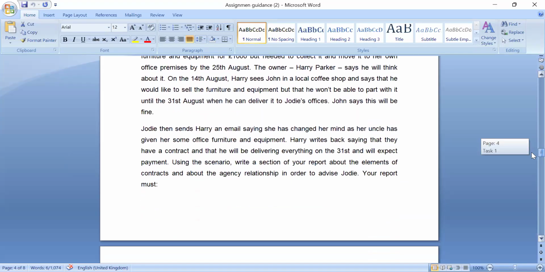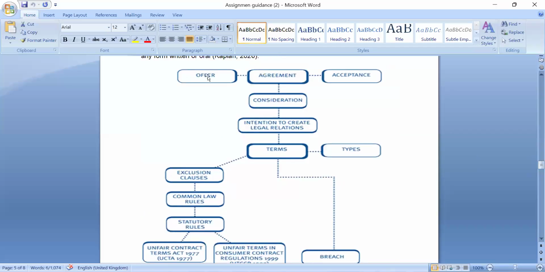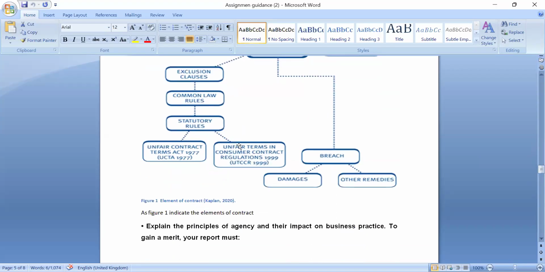Okay, then the second is B, contract and agency law. So what is a contract, what are the elements of a contract? In this case, we added a little example according to Kaplan, because this came from Kaplan: a legally binding agreement between two or more parties. This can be in any form, written or oral, it is still a contract. And what are the elements of the contract? You can add any pictures you want, like offer, acceptance, and there should be a consideration. So what we did, if you right click on this, it says insert citation. So when I'm writing, I can say as Figure 1 indicates the elements of contract.